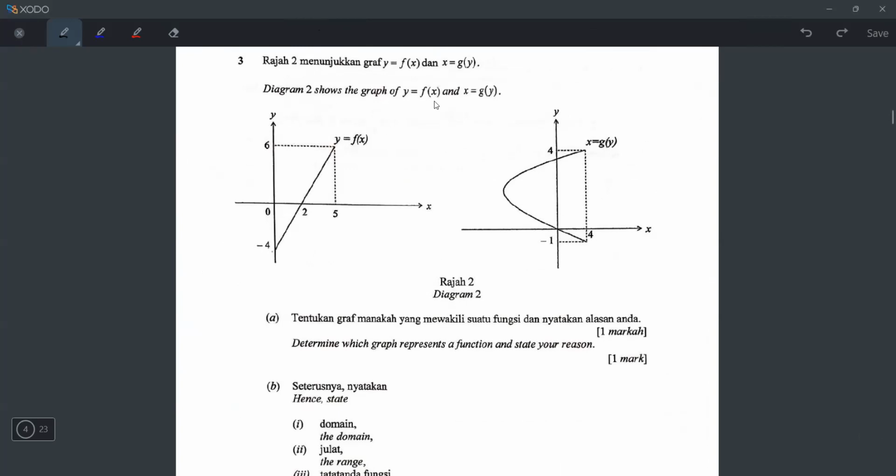Let's read. Diagram 2 shows the graph y equals fx and x equals gy. So we can see y equals fx and it looks like this. It's a straight line. And the other one looks like a curve, but it's not a quadratic curve, you know, because quadratic curve is U shape or N shape, right? But this one is more like the quadratic curve, but it's already like terbalik sikit, right? Okay, it's okay. Let's read. A says what? Determine which graph represents a function and state your reason.